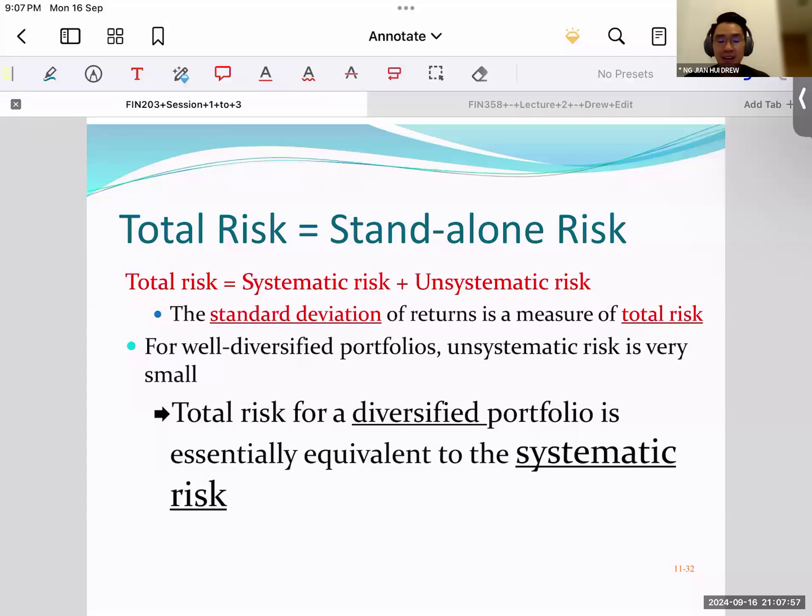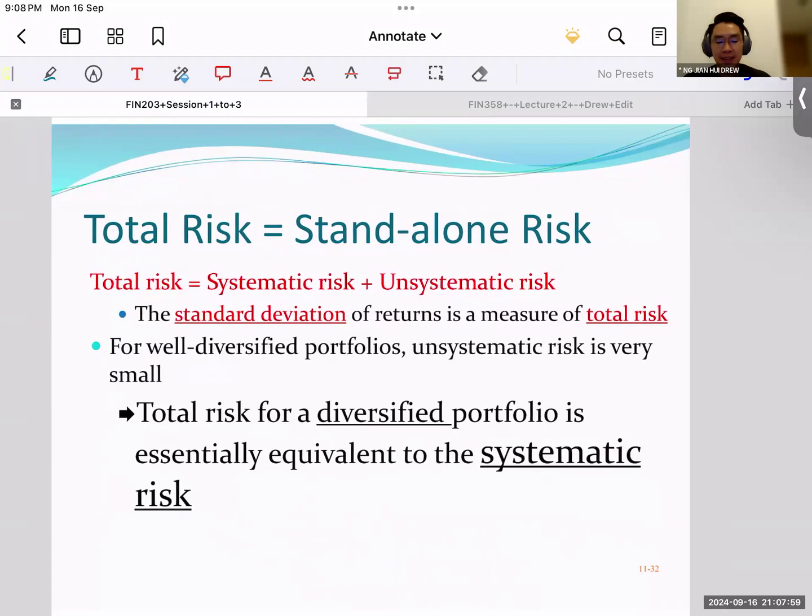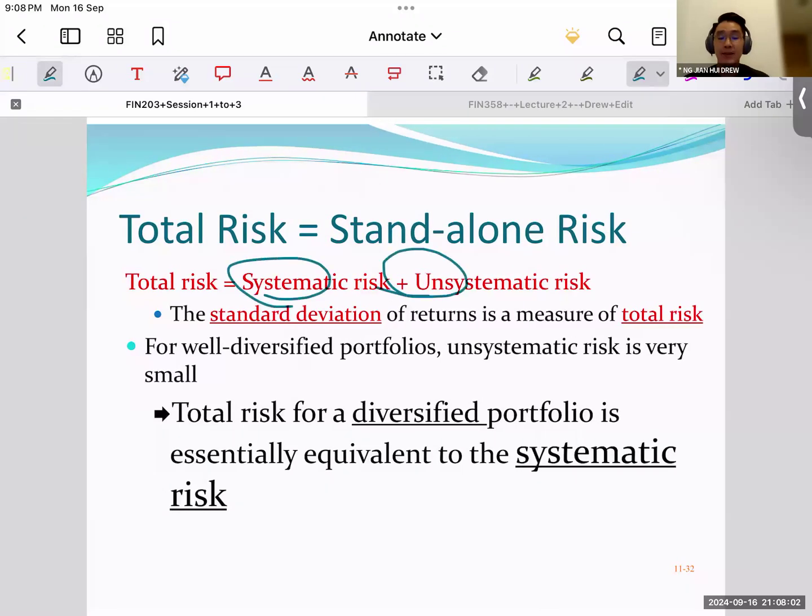In terms of risk, the total risk is given by the systematic and unsystematic risk combined. Recall that total risk is measured by standard deviation. For a fully diversified portfolio, all the unsystematic risk is gone, and so you are only left with your systematic risk. So your total risk for your fully diversified portfolio is just your systematic risk.